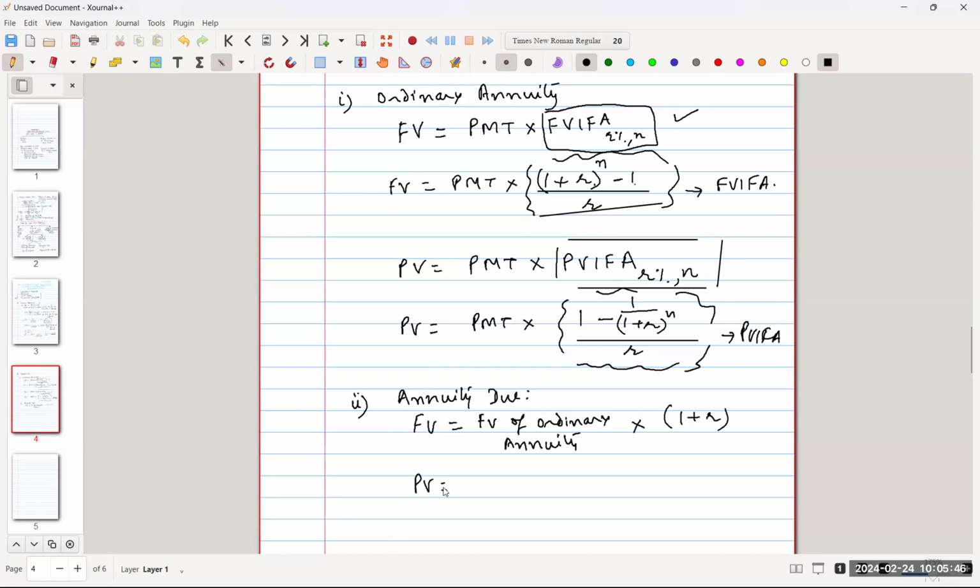And if we were calculating the present value, we will do the same thing as we did before. We will use this or this to calculate the present value of the ordinary annuity. And then when we're done with that, we will just multiply the result with 1 plus R. That's all. So dealing with annuity due is pretty much the same as dealing with the ordinary annuity. It is just that you should not forget to multiply the result by an additional 1 plus R factor. That's all.